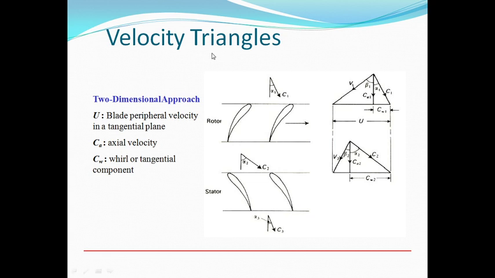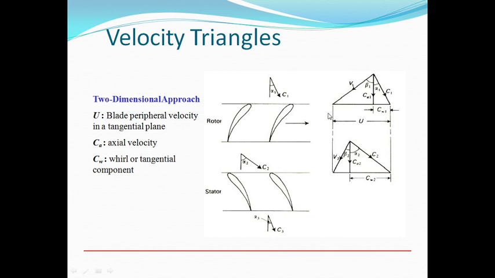Be careful in understanding the velocity triangle. This is the rotor, and it has some rotational velocity, given as u, the blade peripheral velocity in a tangential plane. In different books they use different notation, but this is one of the generally used notations. People prefer different symbols for different things, but here we are using CA. CA is the axial velocity, and CW is the whirl or tangential velocity.